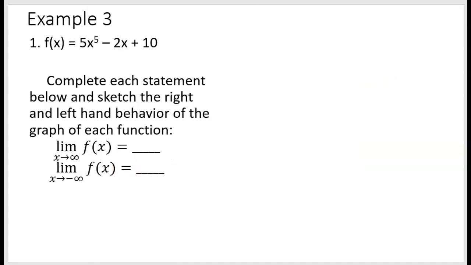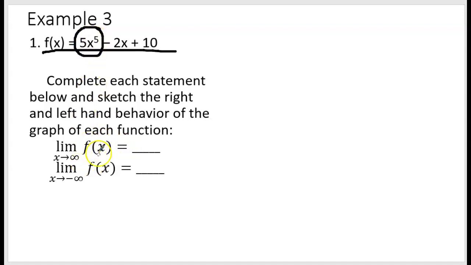So suppose I have this function here. f of x is equal to 5x to the 5th minus 2x plus 10. Which of these terms is the most powerful term? Which of these terms is the term that will determine the end behavior? Hopefully you know it's this one, because that's the one with the biggest power.